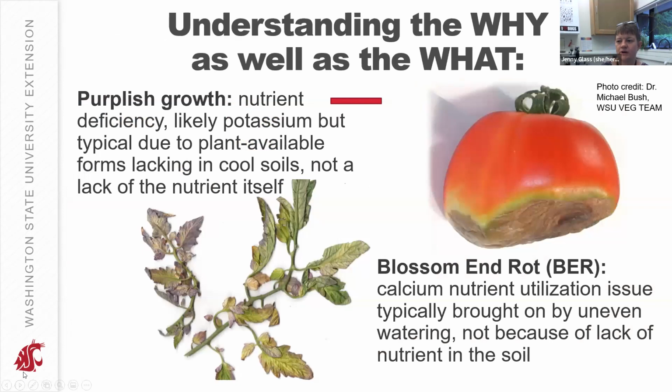The other key feature is understanding that there's a why behind the what. So, for example, purplish discoloration here on the leaves of this tomato. Purple discoloration is usually potassium deficiency, but again, probably it isn't that it isn't present in the soil, it's that it's unavailable to the plant.